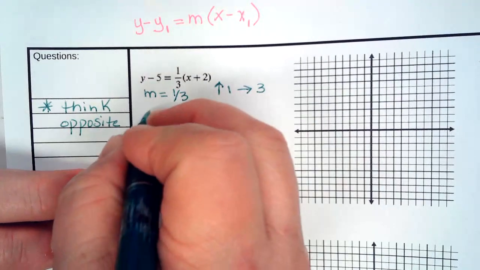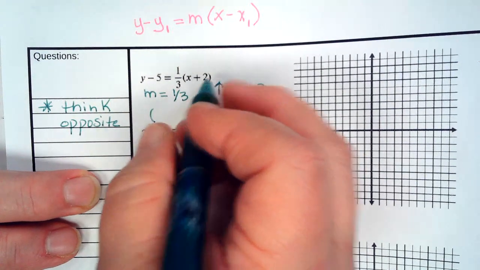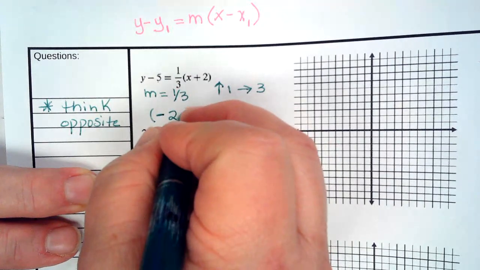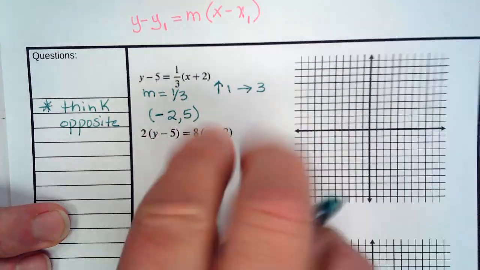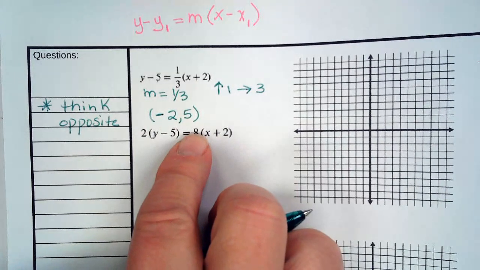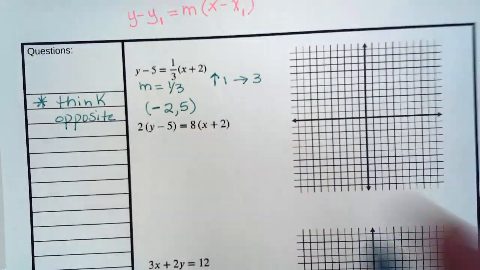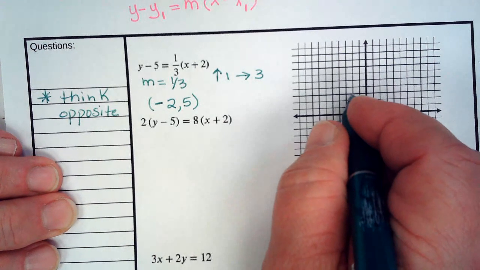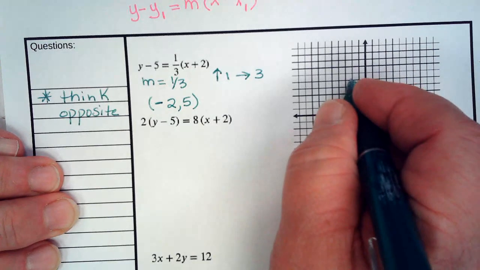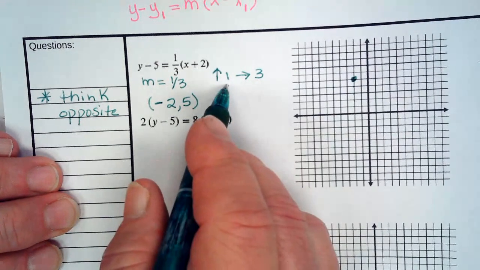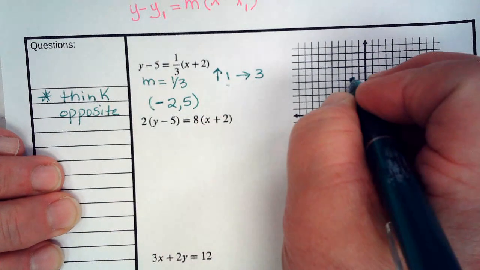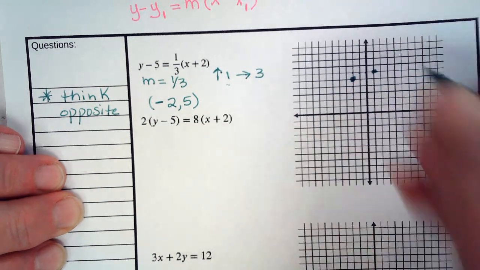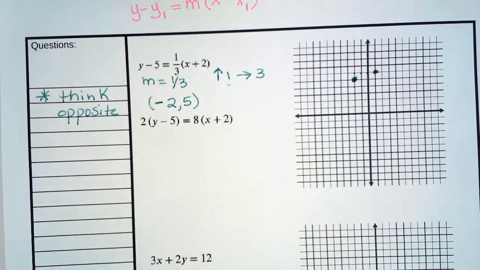Okay, the opposite of +2 is -2. The opposite of -5 is +5. So this is the point we can begin on. It's the point that is on the line. -2, +5. I go up 1 and right 3. From here, up 1, right 1, 2, 3. There is a second point. I am ready to graph.